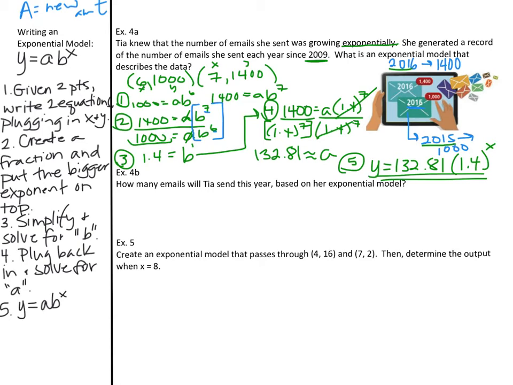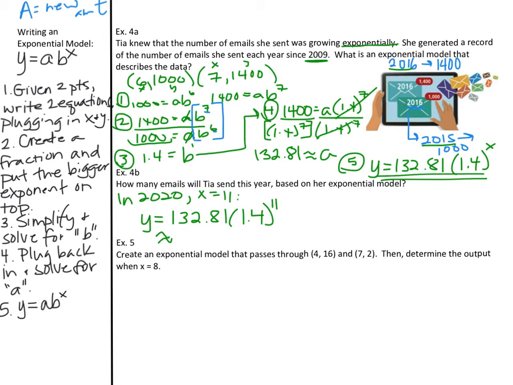This year is 2020. What would we plug in for x? If it's years since 2009, 2020 would be 11 years. So the approximate number of emails would be in the formula y equals 132.81 times 1.4 to the 11th power.